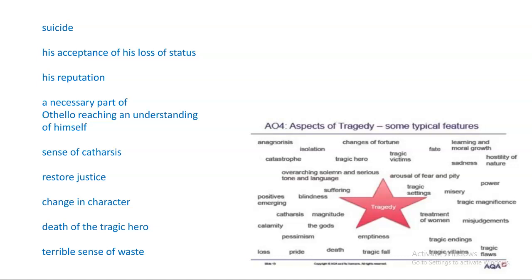So you can see in referencing suicide, I'm tying in with ideas of death and catastrophe, of endings and tragic magnificence. All of this you can see on the AQA grid. When I'm talking about acceptance of his loss and status, I'm then tying into anagnorisis, that moment of tragic realisation, the changes in fortune of the tragic hero. Reputation absolutely ties in with tragic hero and identity and loss. We've got Othello reaching an understanding of himself.